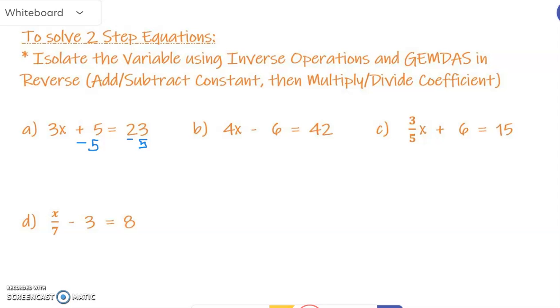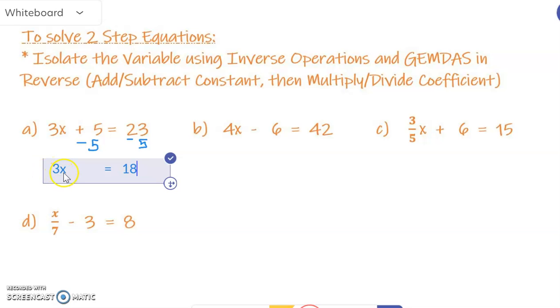And when we do that, we have canceled out the 5's, so we're still left with 3x over here equals 18.